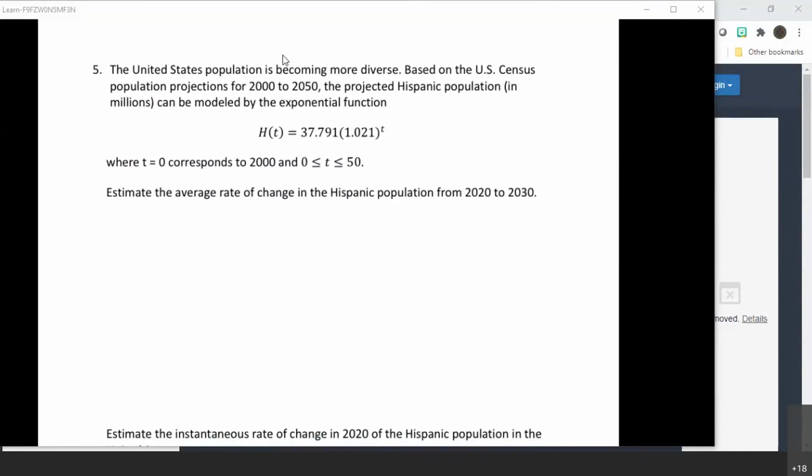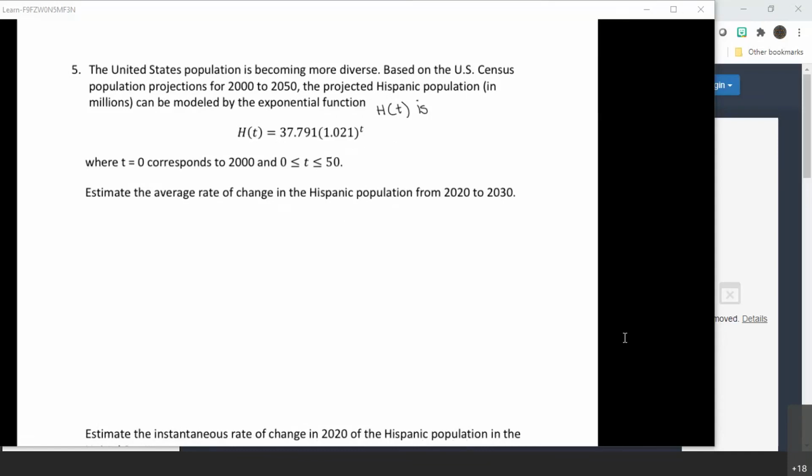The United States population is becoming more diverse based on the US Census population predictions for the years 2000 to 2050. The projected Hispanic population in millions of people can be modeled by this exponential function. So what they're telling you is a couple of things. They're telling you, first of all, that your output H of T is Hispanic population in millions.